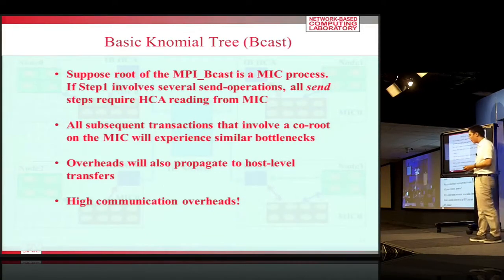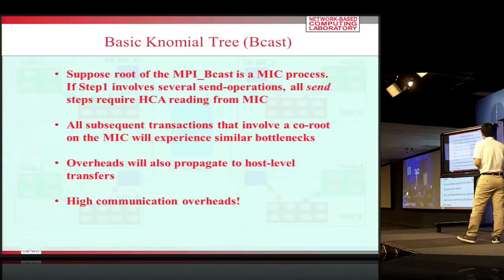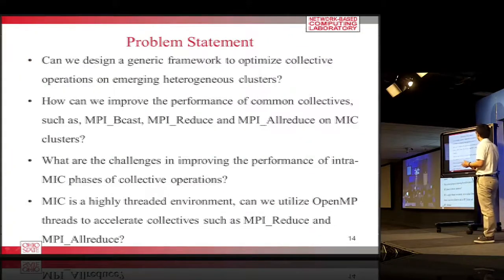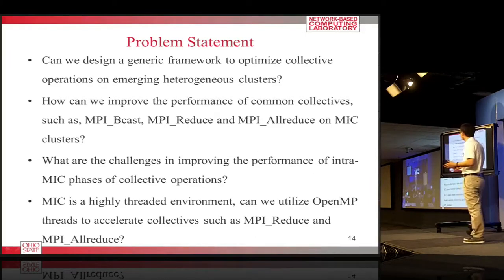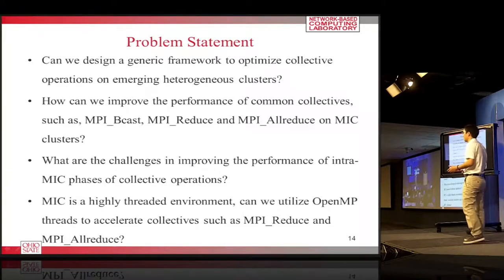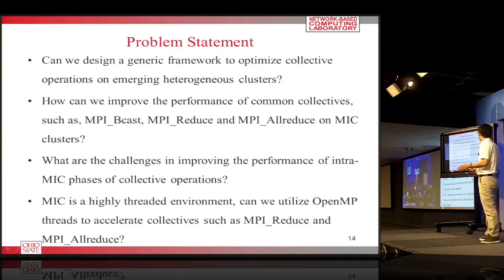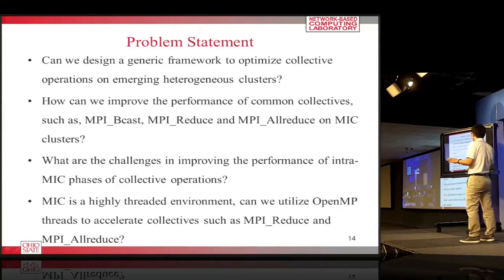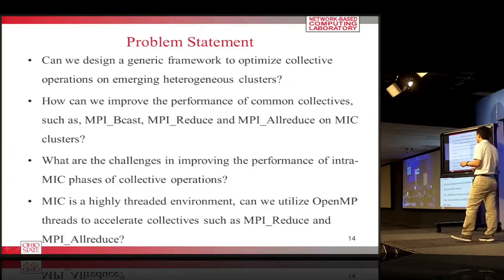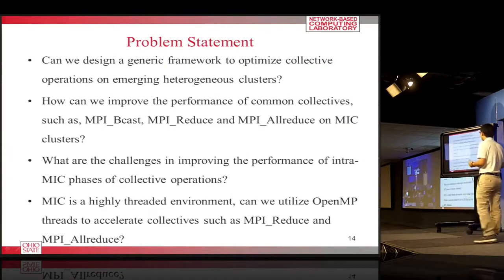So in this paper, we want to address these questions. Firstly, can we design a generic framework to optimize such collective operations on emerging heterogeneous systems? Secondly, how can we improve the performance of common collectives like MPI Bcast, MPI Reduce, or MPI Allreduce on MIC clusters? Thirdly, what are the challenges in improving the performance of the intra-MIC phases of collective operations? Finally, the MIC is a highly threaded environment. Can we utilize OpenMP threads to accelerate?